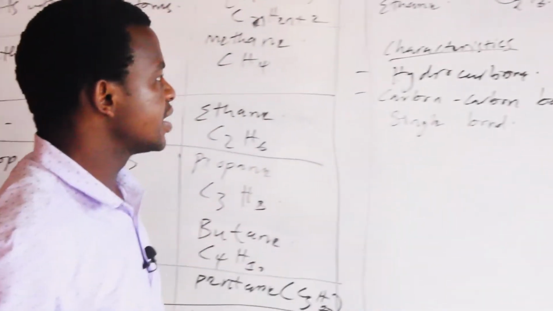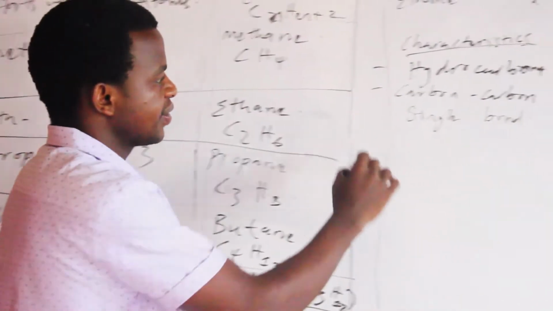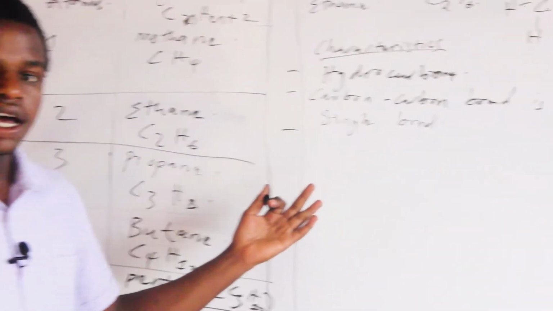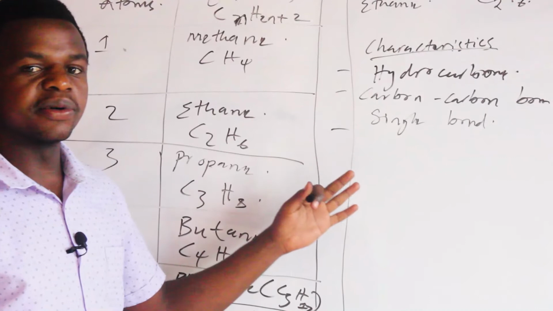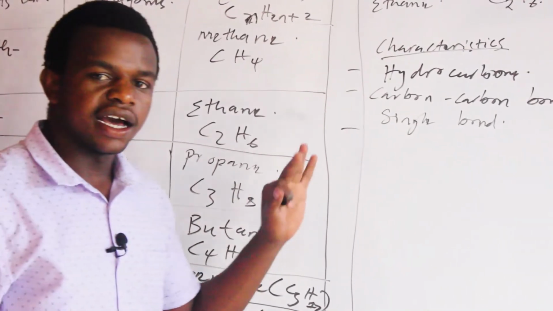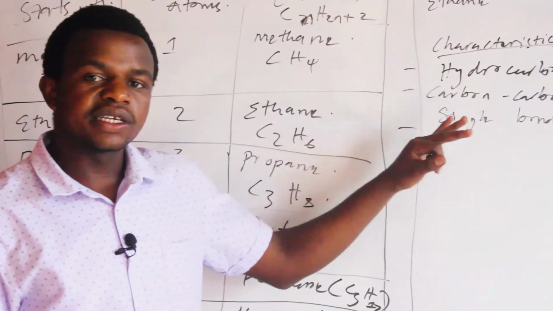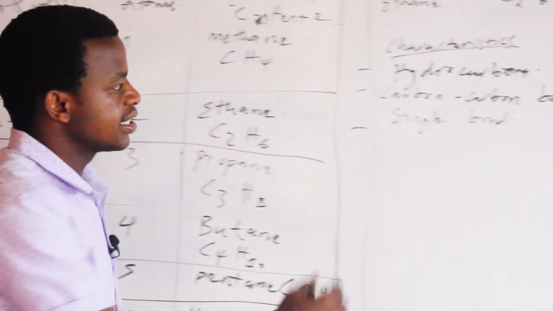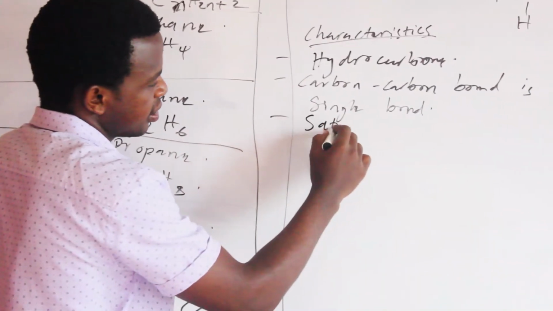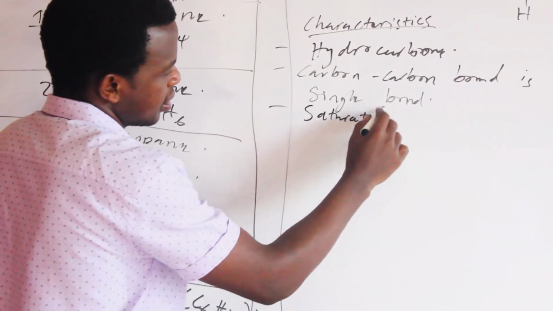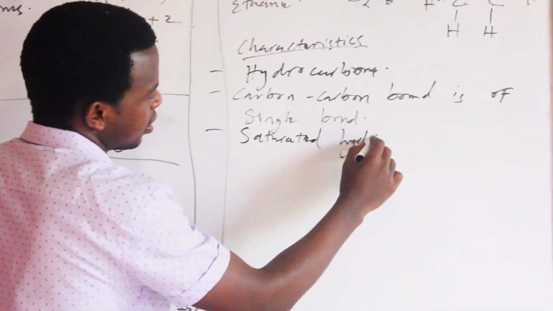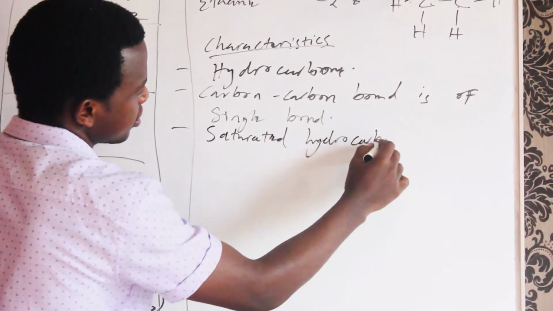Is of single bond. Then the other characteristic that we can give here is that these are saturated hydrocarbons. And the reason why they are saturated hydrocarbons is because they are made up of a carbon-carbon single bond. So these are saturated hydrocarbons.